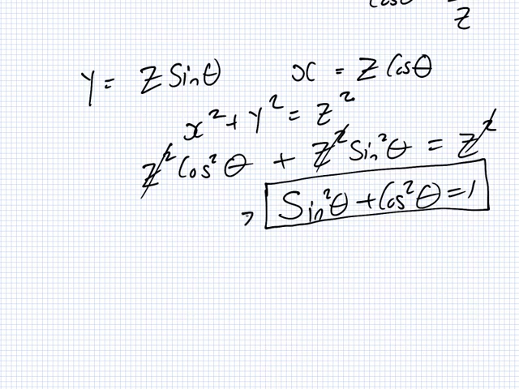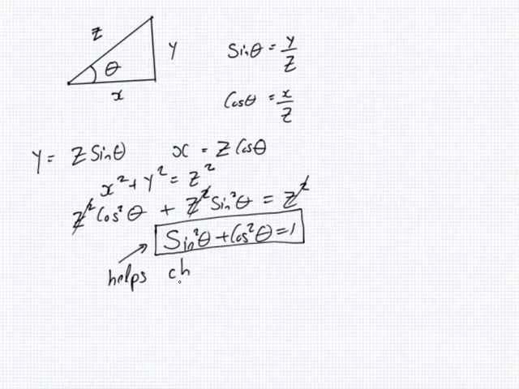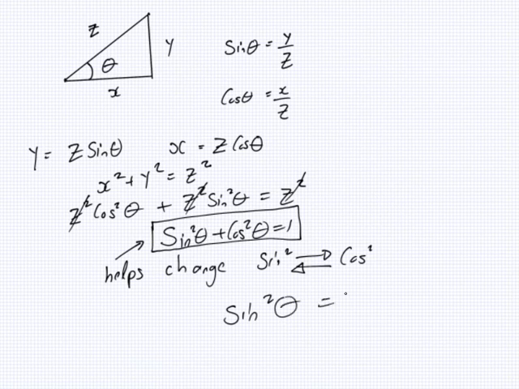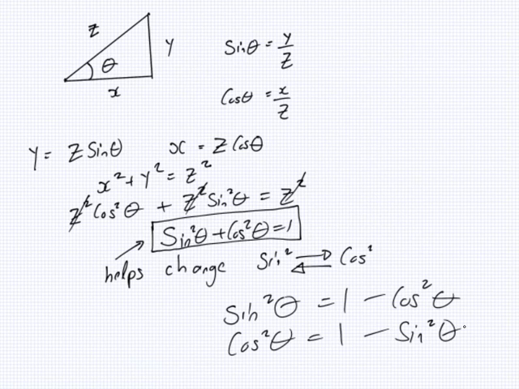This is useful because it helps change sine squared to cos squared or cos squared to sine squared. Because of course you can say sine squared theta equals 1 minus cos squared theta, or you could say cos squared theta equals 1 minus sine squared theta. So you can change between sine squared and cos squared this way. Yeah? Okay, got that? We'll do another example now, this one.